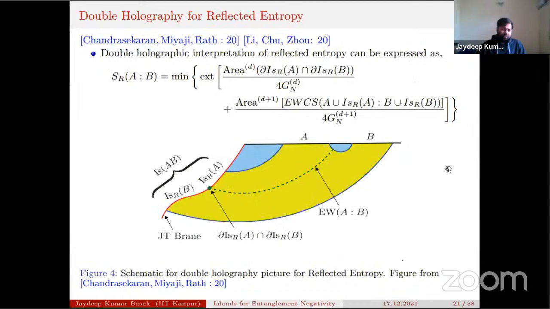Now, in the same way, we can explain a double holography for reflected entropy as it was proposed in these two papers. It is the sum of, again, two area terms here. The first area term is this special green dot, which is sitting at the intersection of the reflected island A, reflected island B, and also the second area term, which is basically giving us the entanglement wedge cross section in this region.